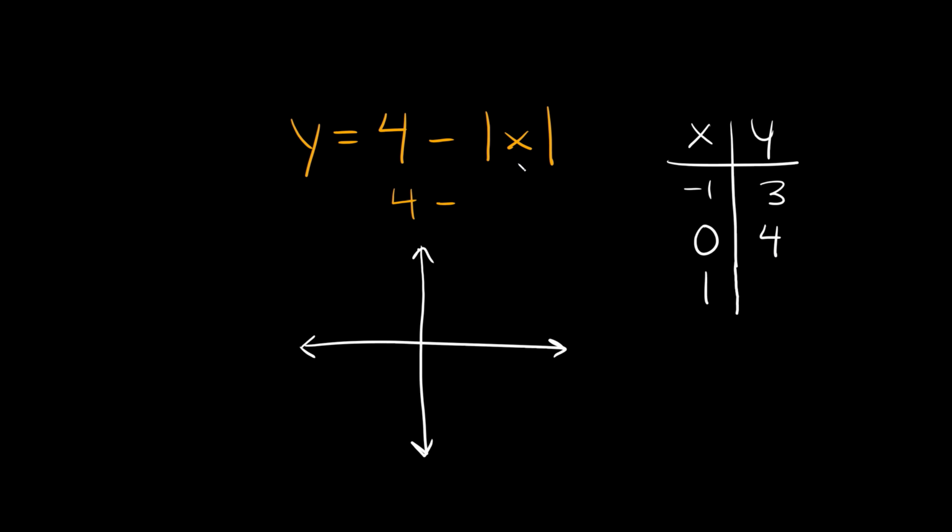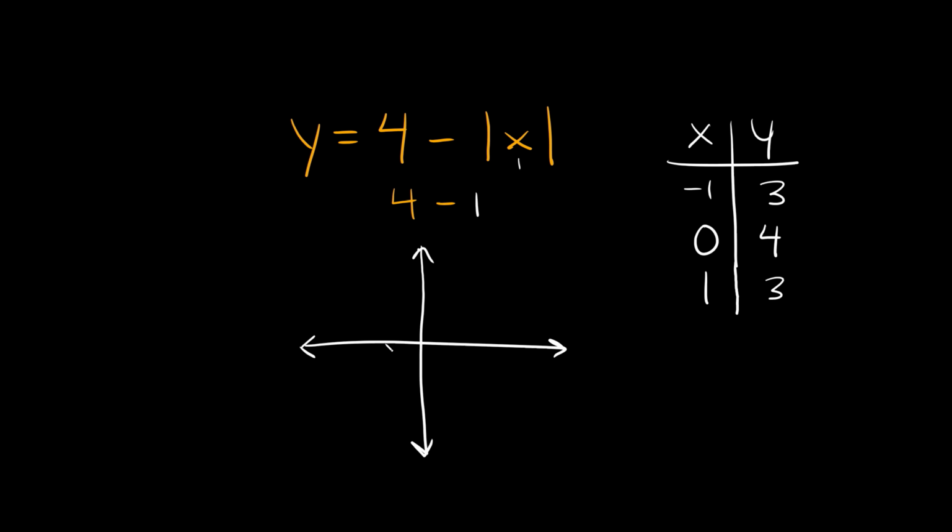Now, if we plug in a positive 1 right here, the absolute value of just 1 is just 1. So here we once again get 1. So again, 4 minus 1 is just equal to 3. Okay, so we got 3 points right here that we can plot.